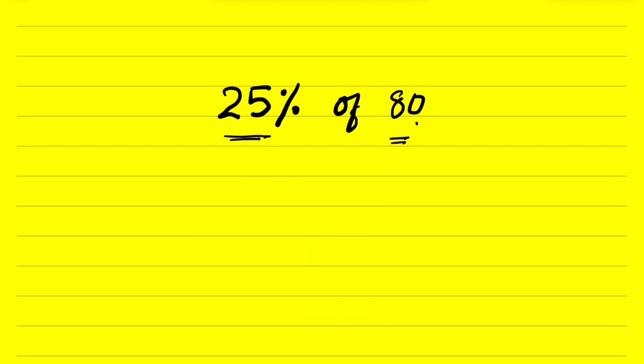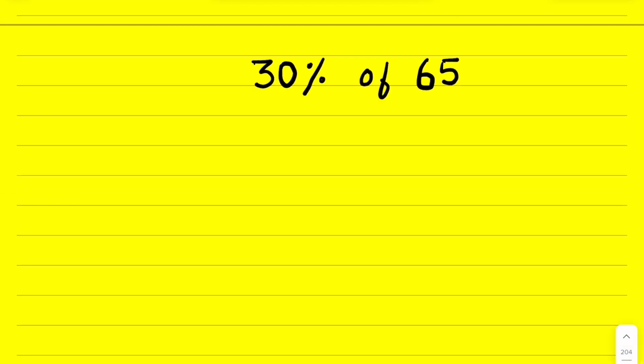Now let's take another example. 30% of 65. You see there is no 0. How to find the percentage? Again 10% here will be 6.5. We just put a decimal here. 10% of 65, you remove the 0. 10 means you put a decimal after a digit, so 6.5. So 10% of 65 will be 6.5, and we have to find the 30%.